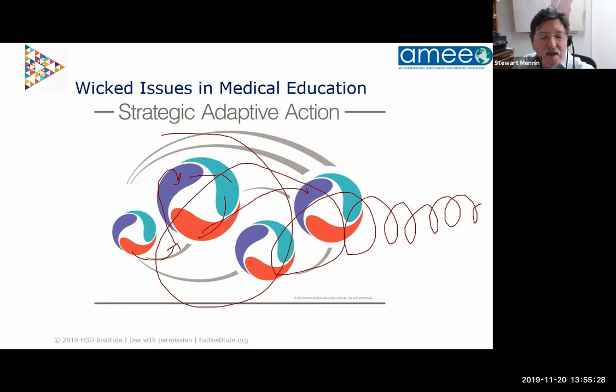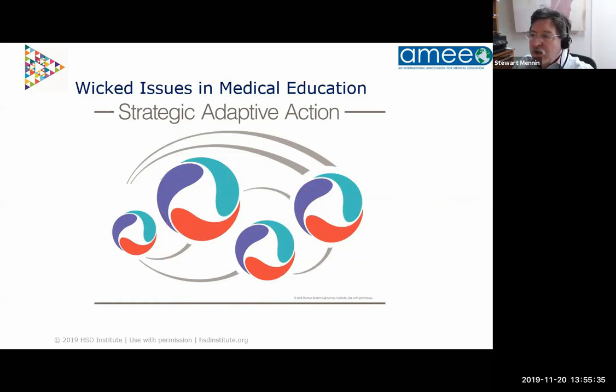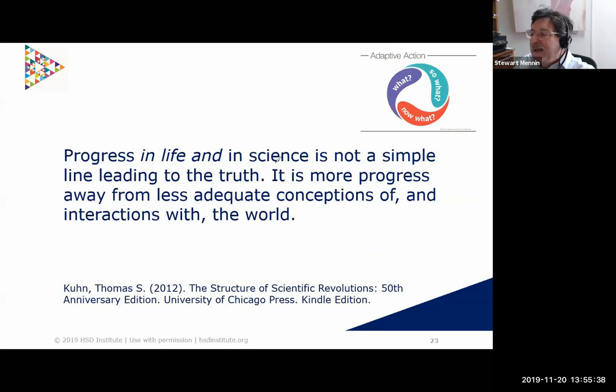And I'm going to share a quote with you that I liked very much. It deals with the fact that things don't happen in a straight line. Progress in life and in science is not a simple line leading to the truth. It is more progress away from less adequate conceptions of and interactions with the world. We make progress, and wicked issues help you move away from less adequate conceptions and interactions with the world to more meaningful ones, even if you don't have the right answer.